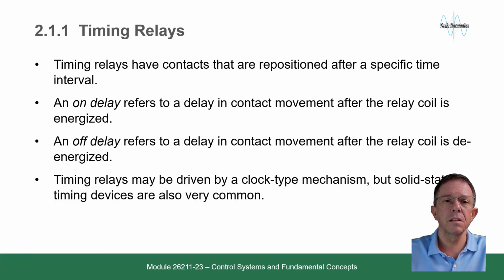Timing relays. Timing relays have contacts that are repositioned after a specific time interval. An on delay refers to a delay in the contact movement after the relay coil is energized. An off delay refers to a delay in contact movement after the relay coil is de-energized. Timing relays may be driven by a clock-type mechanism, but solid-state timing devices are also very common.